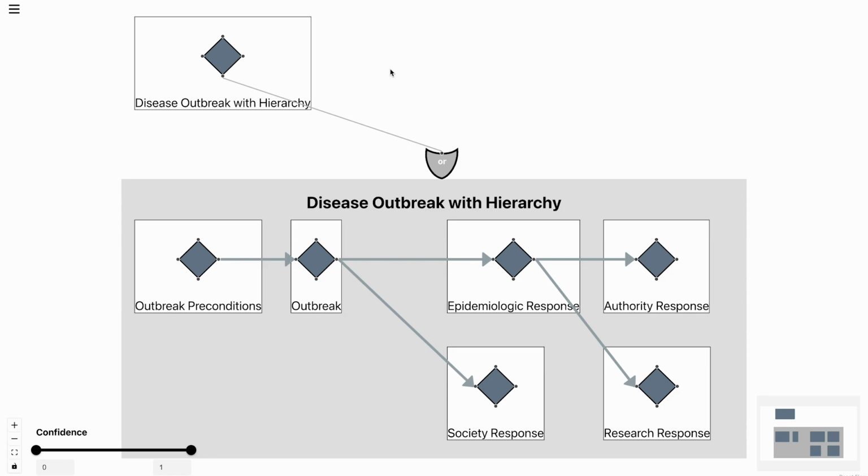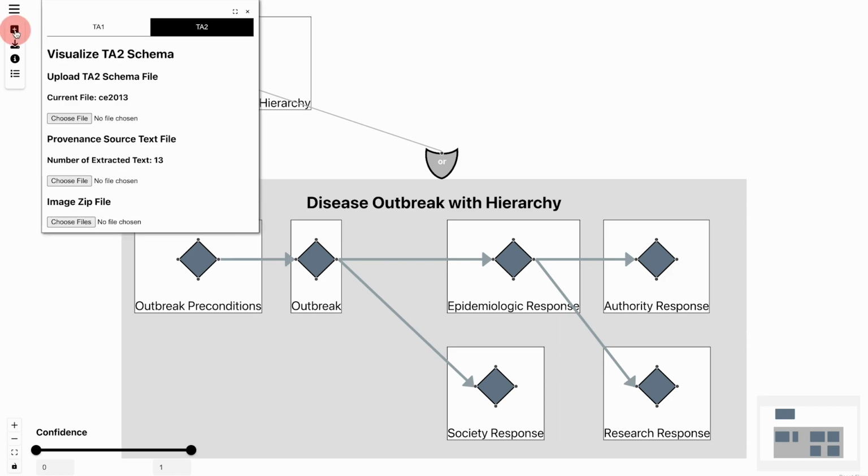To upload schema matching results for visualization and editing, we simply follow these steps. First, we click on the menu button, then we click on the add button, then the upload panel will show up, and we upload the corresponding files for visualization. You can find the demonstration file on the GitHub page under the folder of demonstration files.